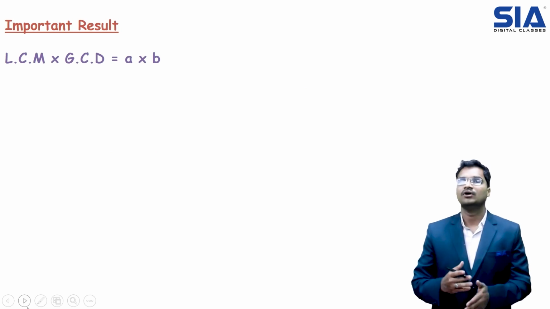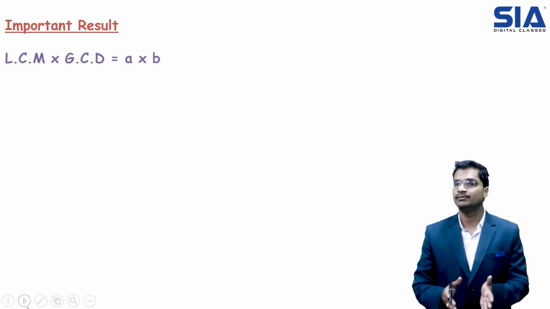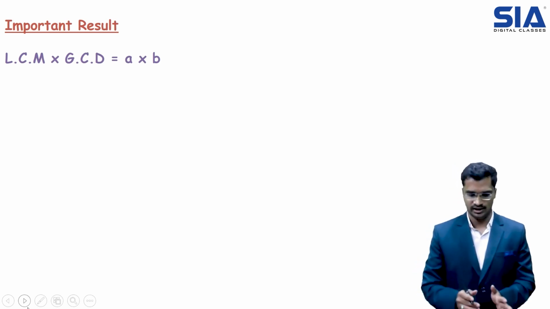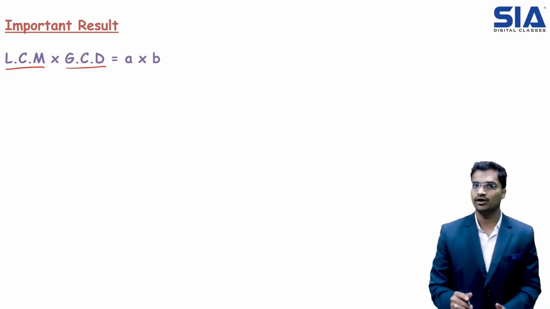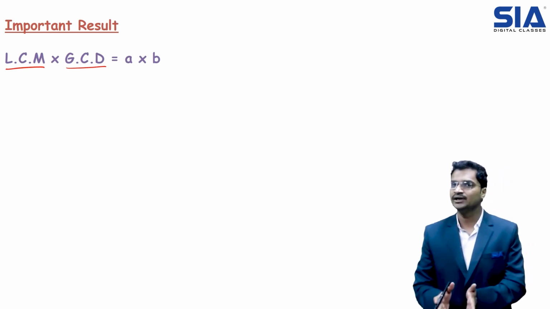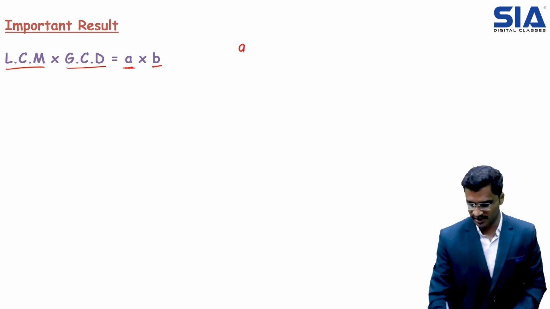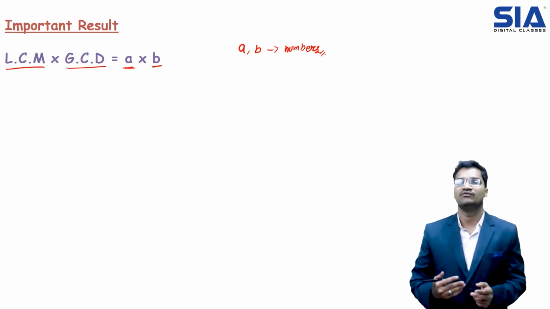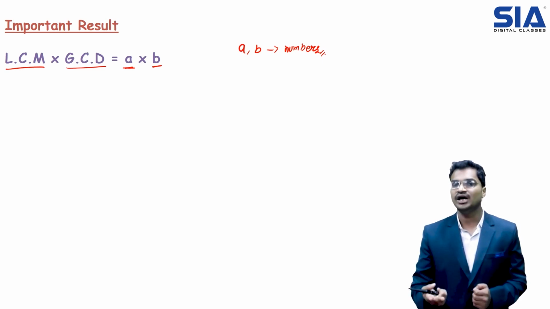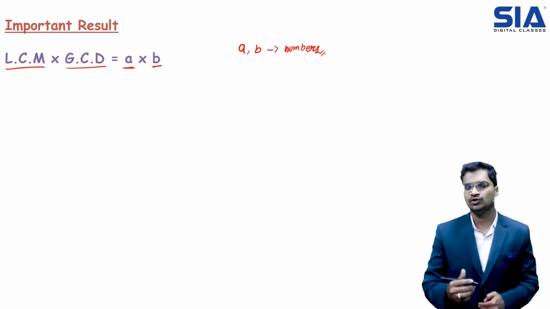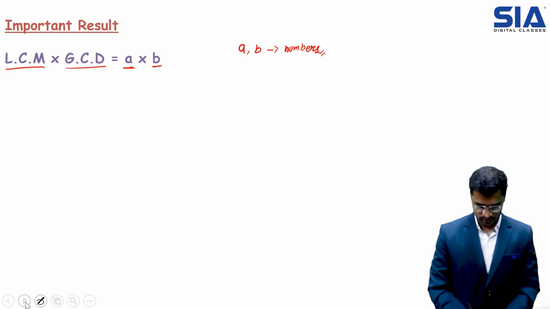Now whenever we are solving LCM and HCF, we can attain an important result, which says that LCM multiplied by GCD or HCF gives an answer of A into B, where A, B are two numbers. So whenever two numbers are multiplied, we achieve the same result as when we multiply LCM with GCD. Let us see a question from this.